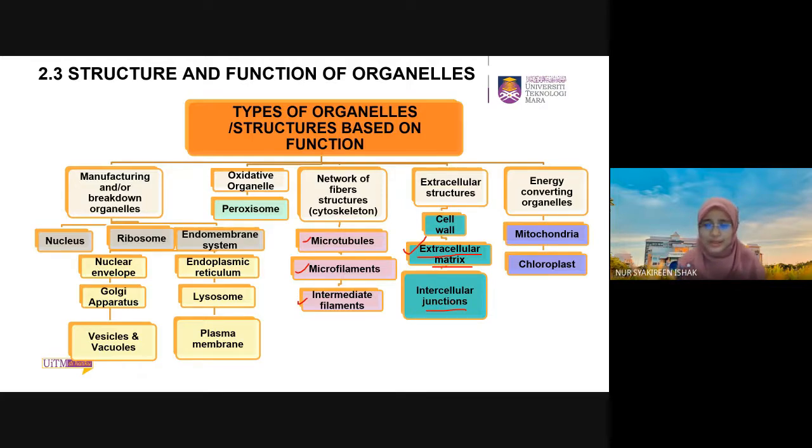So ada few more that we are going to look at. You have the plasmodesmata in plant, you have gap junction, tight junction, and desmosome. Those are the different types of intercellular junction, connection between cells. And then energy converting organelles: you have the mitochondria, and then you have the chloroplasts. Kalau microtubules ni cytoskeleton, ingat they are not organelles. They are cytoskeleton, bukan organelle.